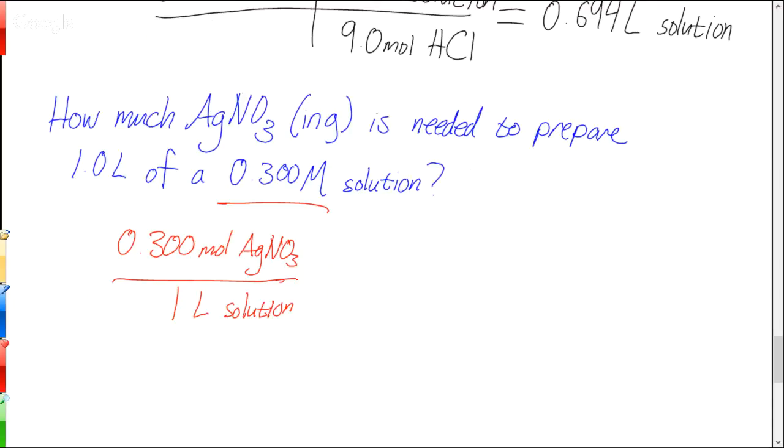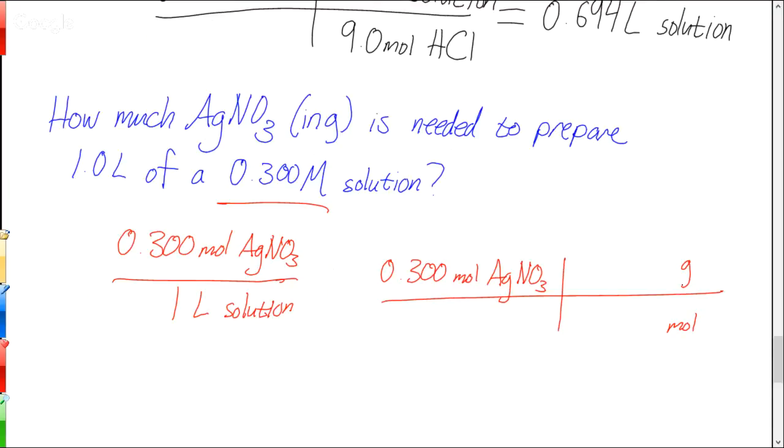We can use the molar mass just as we've done a bunch of times before. So 0.3 moles of silver nitrate, and we're going to go from moles of silver nitrate to grams of silver nitrate. So we need to come up with a molar mass for silver nitrate. Did anybody get that calculated? 170. 170? Yeah. Okay. I'll take your word for it. Did anybody else do it? Does that sound right? Okay.